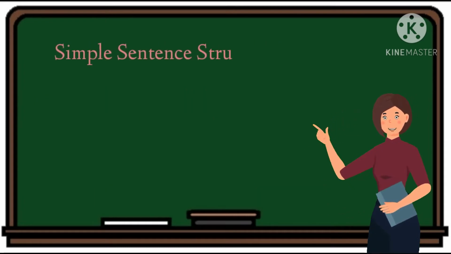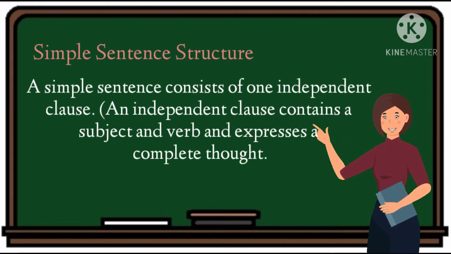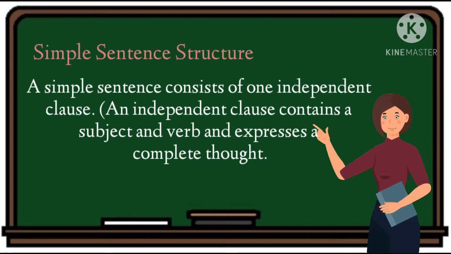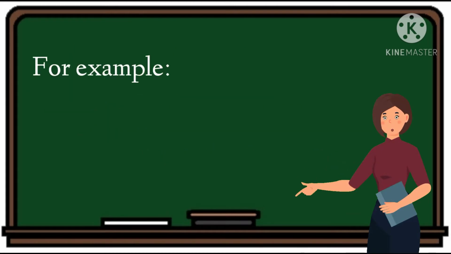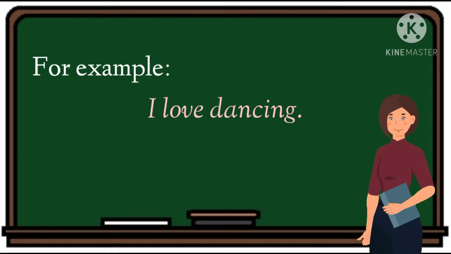Simple sentence structure. A simple sentence consists of one independent clause. When we say independent clause, it contains a subject and a verb, and expresses a complete thought. For example, I love dancing. This is a simple sentence because it contains one independent clause.